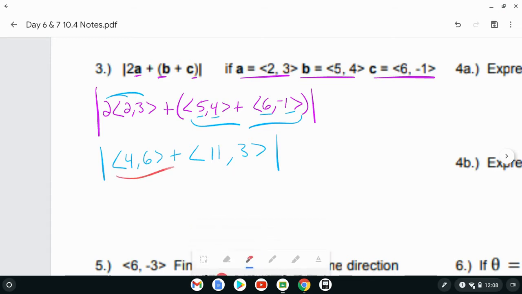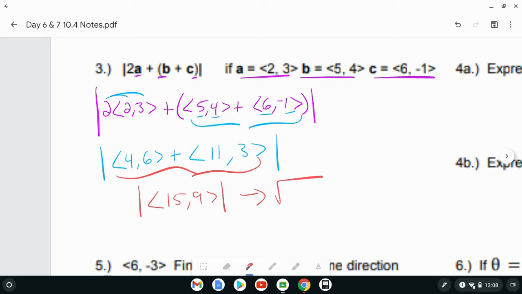Now we're trying to add these two vectors. So again, the magnitude of 15 comma 9. Since we're finding the magnitude of this one vector, we can apply the formula 15 squared plus 9 squared. You end up with the square root of 306. Let's reduce our radical to square root of 9 times square root of 34. You end up with 3 root 34.